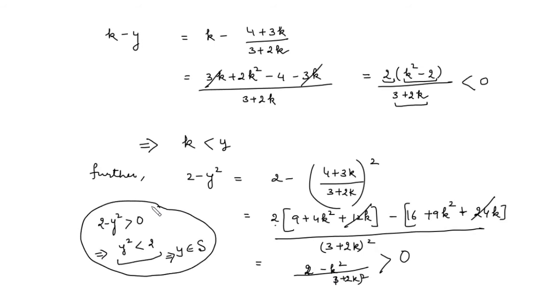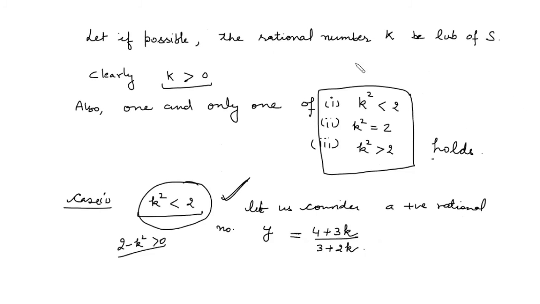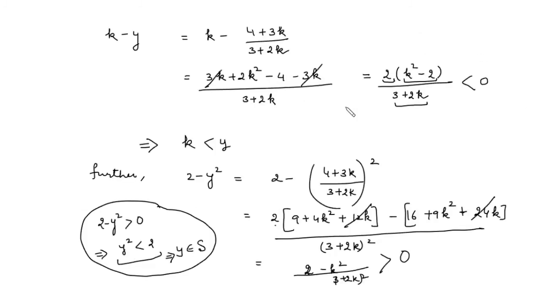So you get a positive rational number which is a member of this set, and it is greater than the least upper bound. Is it possible? You suppose that k is the least upper bound of the set, but we get a number which is greater than the least upper bound and which is also a member of the same set. It's not possible, right? So that means our supposition is wrong.